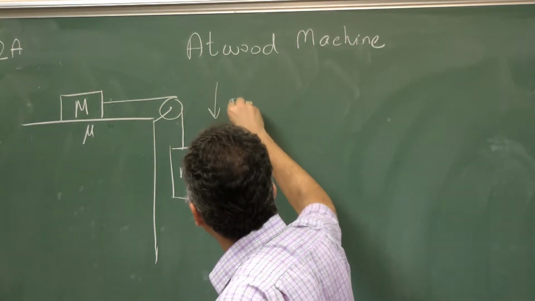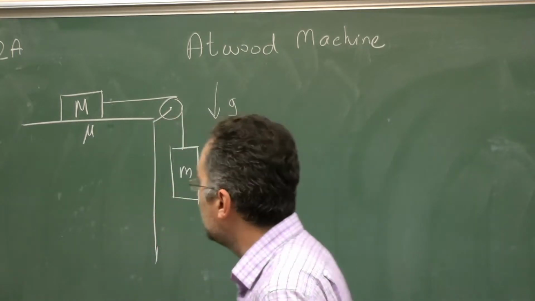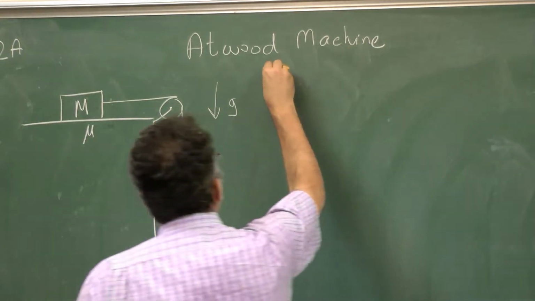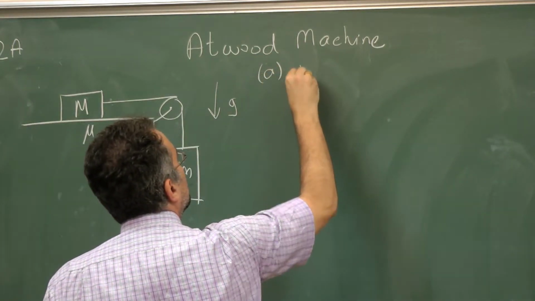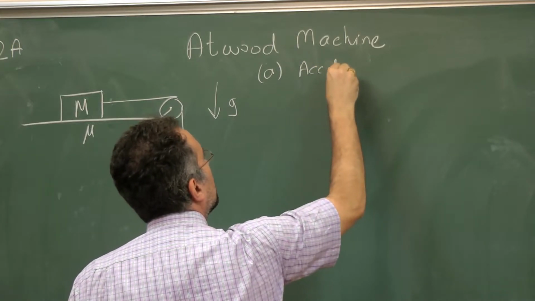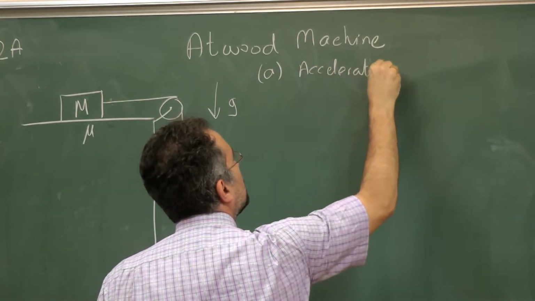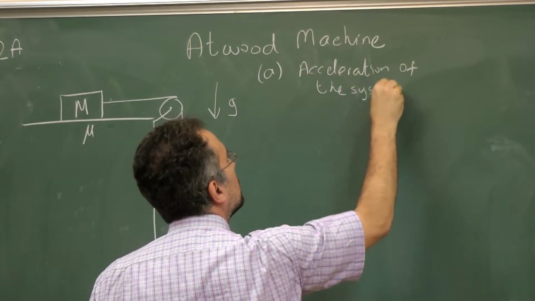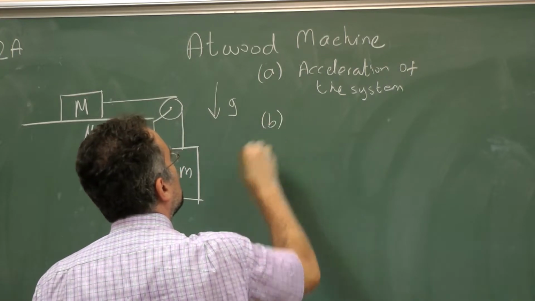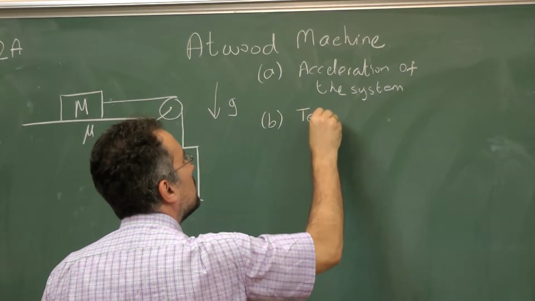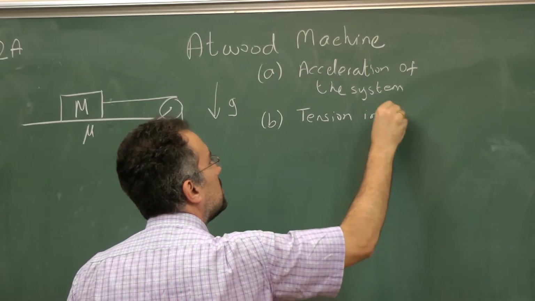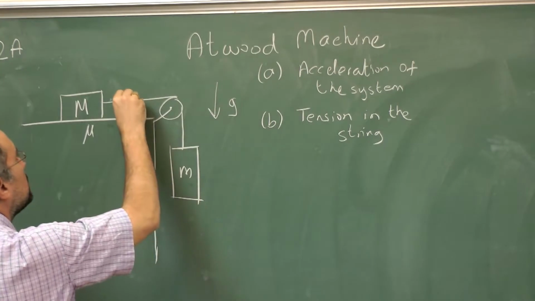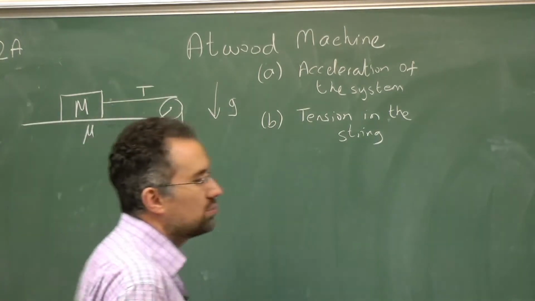Obviously, we have the force of gravity, which is acting down. Here, we're trying to find two things. Part A, we're trying to find the acceleration of the system. B, the tension in the string. The tension in the string we denote with T.